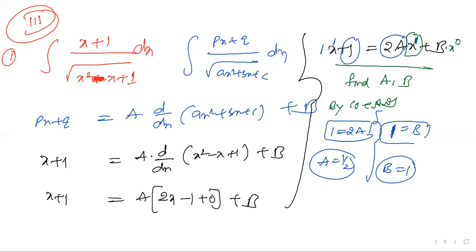Compare both sides for x power 1, then for x power 0, and find the a and b values as in partial fractions. Clear? Now you have the a value and b value. You substitute them over here. x plus 1 is equal to 1 by 2 into 2x plus b, which is 1. So this is done, right? Okay, now you got x plus 1 is equal to x plus 1.